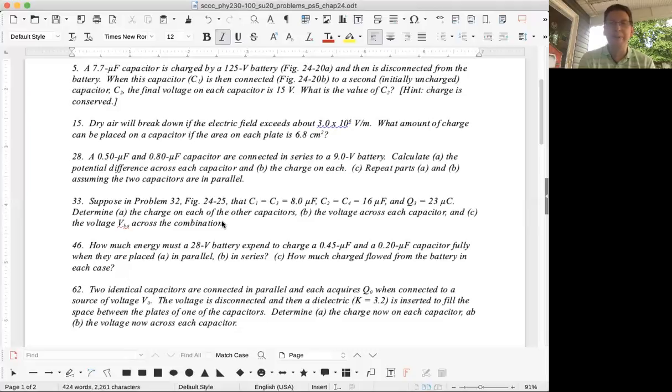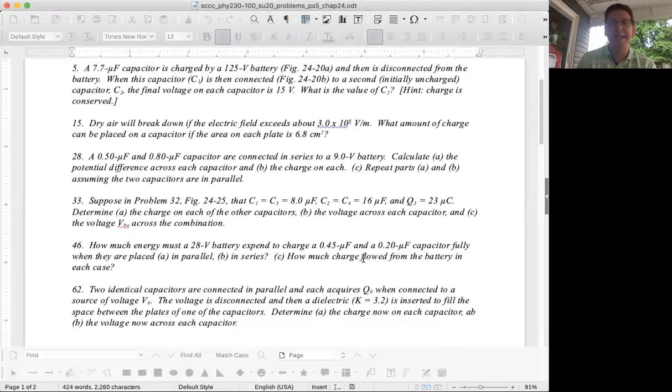So they're connected in parallel. You have enough information that you can figure out the charge across each, and or the voltage across each, as the case may be, and that gives you enough information to figure out how much energy comes into play, and then how much charge flowed from the battery in each case.